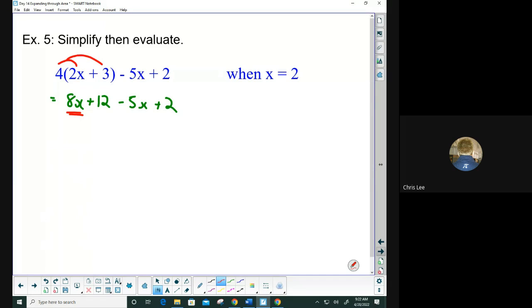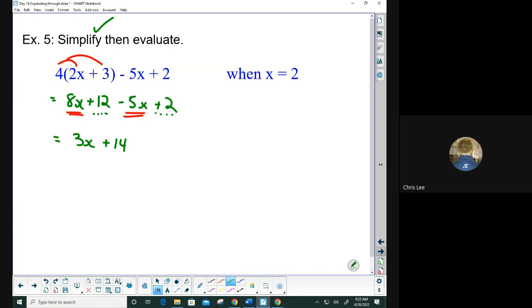Which one is 8x with? Minus 5x. Is it important that I say minus 5x? Yeah, good. And so what's 8x and minus 5x get me? 3x. 8x is here, and then you're taking away 5, so you're at 3. Is there any other like terms? Yes. 12 plus 2, which is plus 14. I have now simplified.